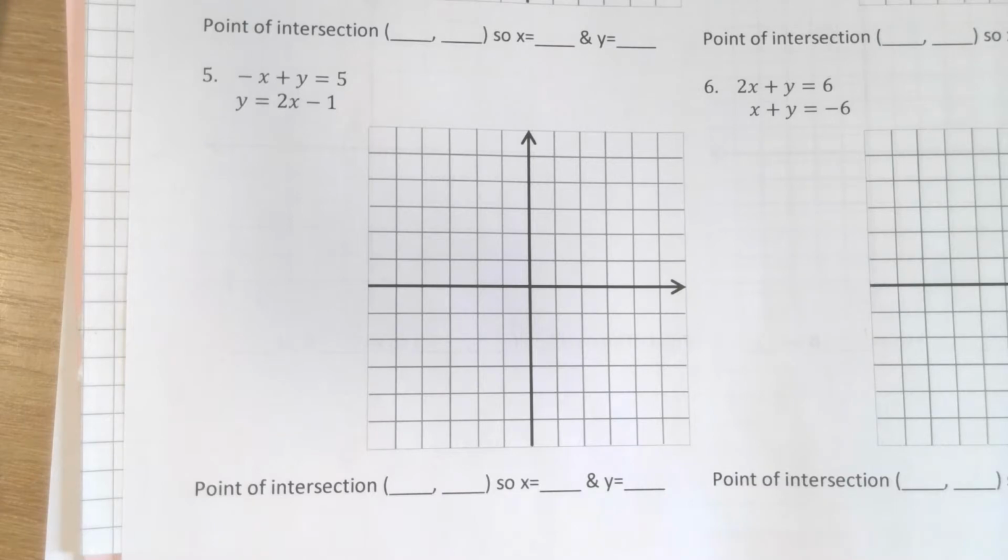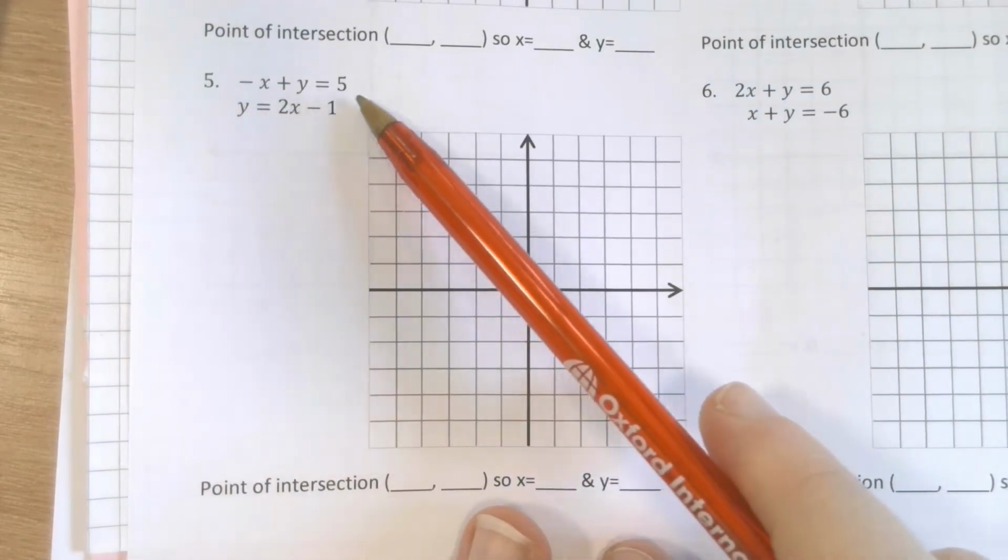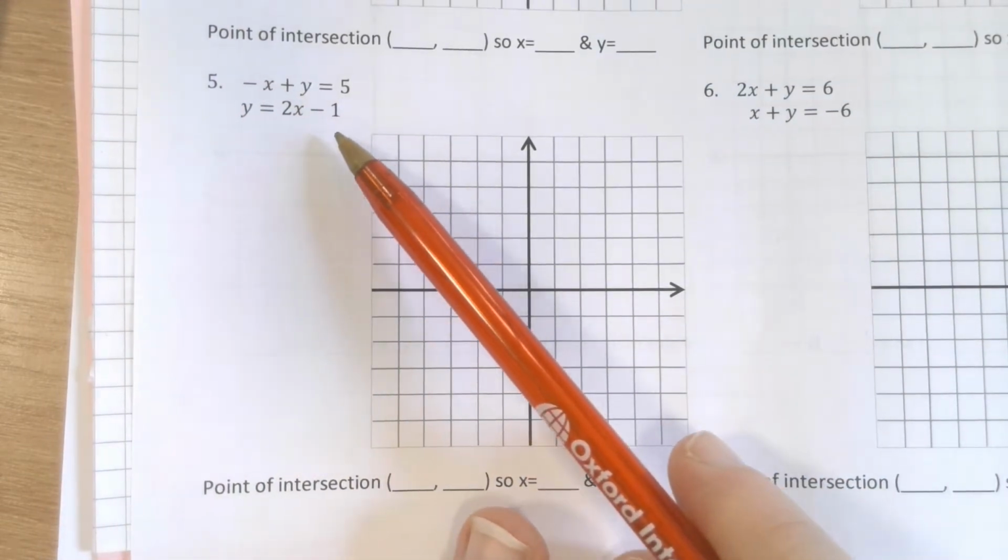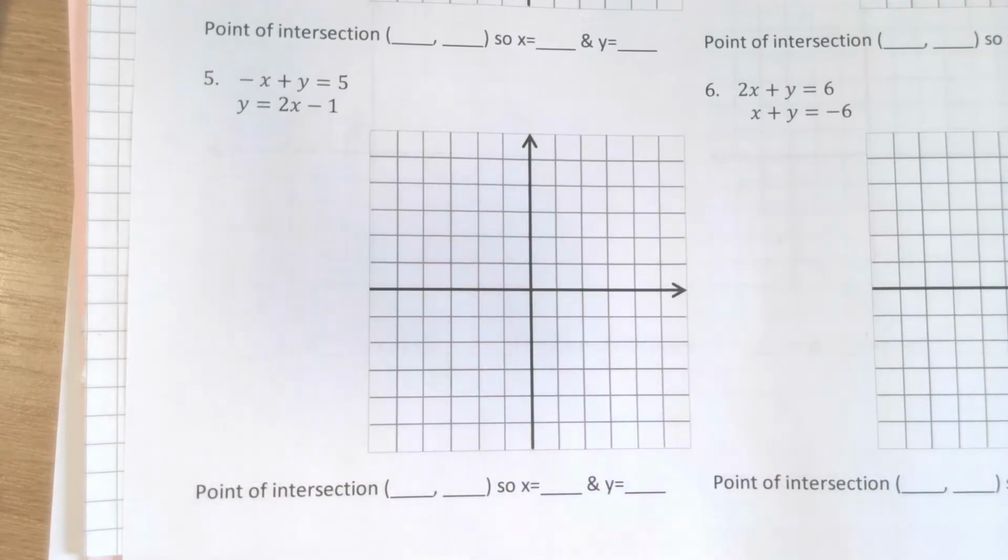Talked about simultaneous equations a little while ago. Also talked about gradients and graphs a little while before that. We're just combining both of those elements into a single question here. Finding the point of intersection between two lines, minus x plus y equals 5 and y equals 2x minus 1. I'm going to plot them on this graph.